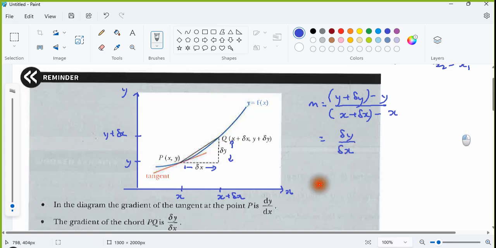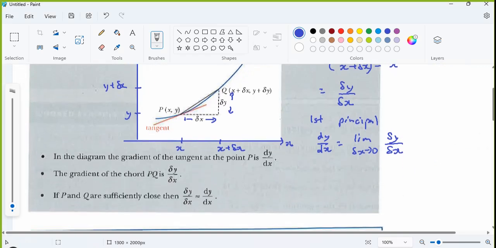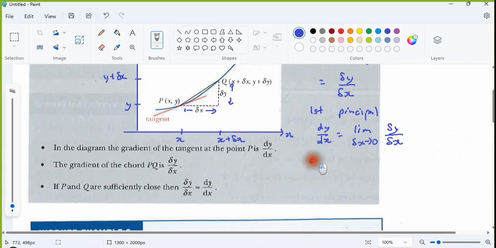Okay, so this is the first principle. Actually you should learn it at the very beginning, but it's not covered in our syllabus. Later, when you go to a higher level, you'll learn this first principle. It says that dy/dx is actually the limit as del x goes to 0 of del y over del x. So over here, we can say that del y over del x is approximately dy/dx.